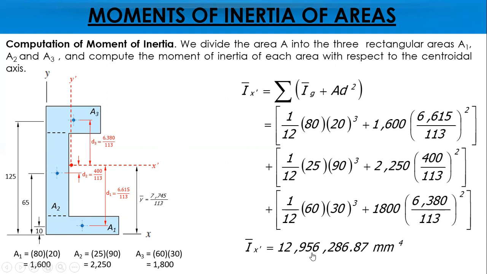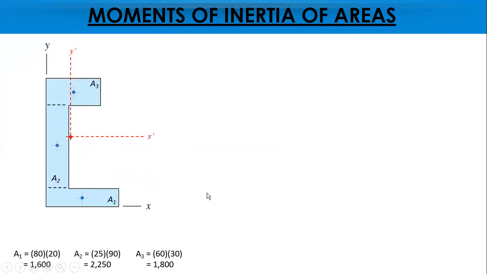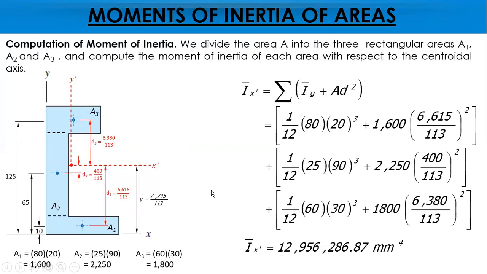12,956,286.87 millimeters to the fourth power. Next is IY. By the way, please do not get confused with this. This one is the centroidal moment of inertia of the individual areas or individual elements, while this one is the centroidal moment of inertia of the whole area.